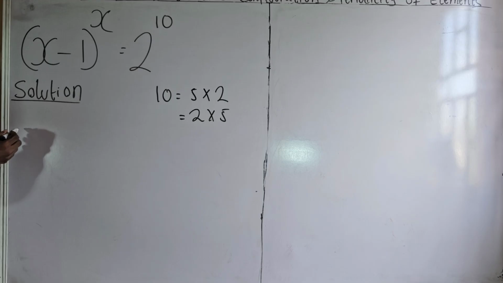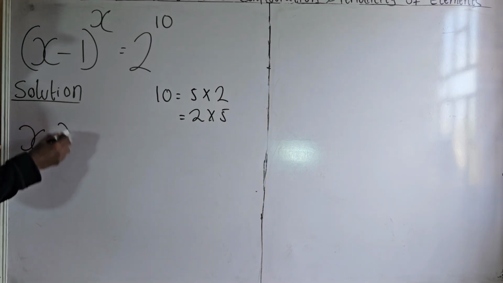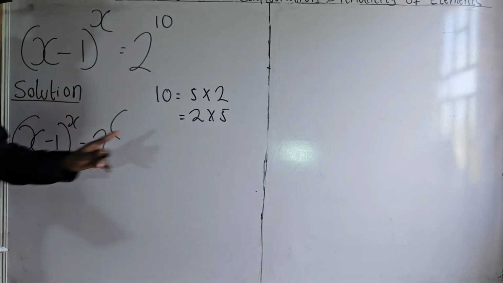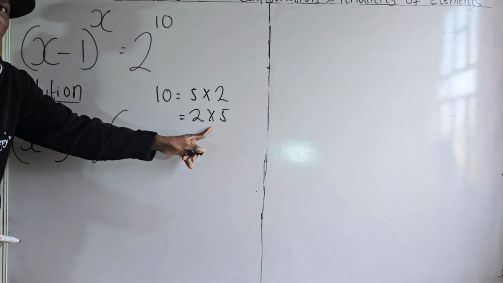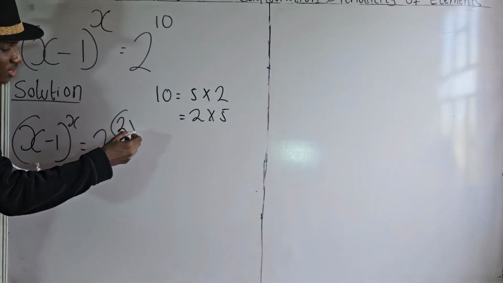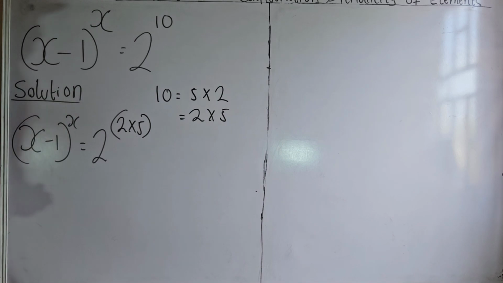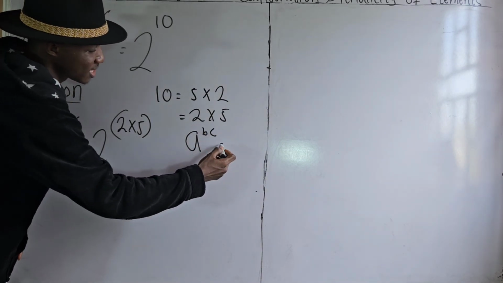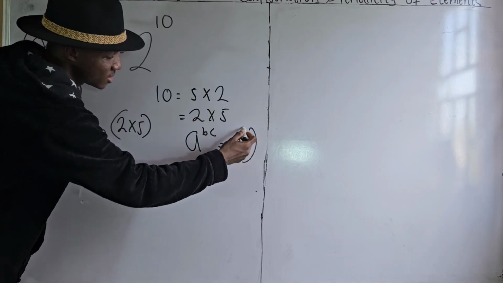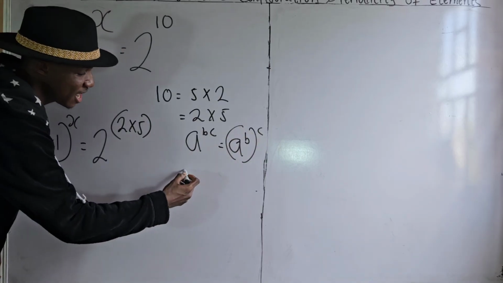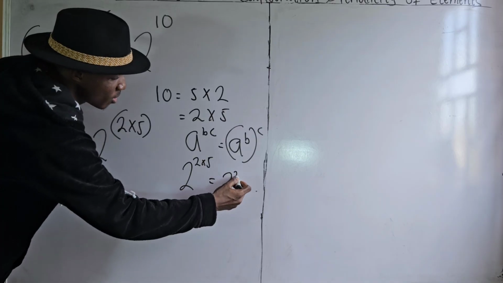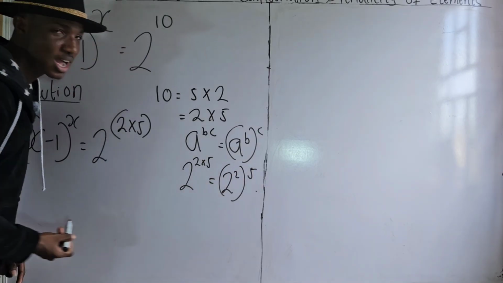Okay, let us proceed. (x minus 1) raised to the power of x equals 2 raised to the power of... I'm going to replace 10 as 2 multiplied by 5. So I'm going to have 2 times 5. If you have a raised to the power of b times c, this can be written as a raised to the power of b, raised to the power of c. Now we have 2 raised to the power of 2 times 5. This can be written as 2 raised to the power of 2, raised to the power of 5.